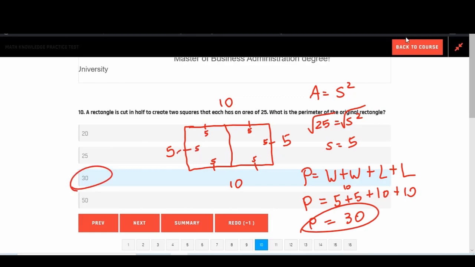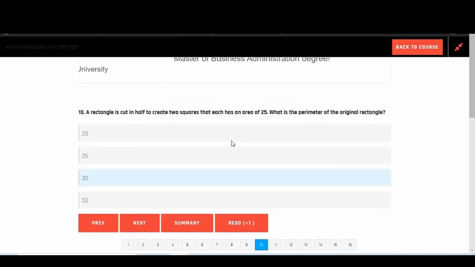Okay, so that's that one. Again, just testing your knowledge of area and perimeter, very basic shapes. Nothing too difficult there.